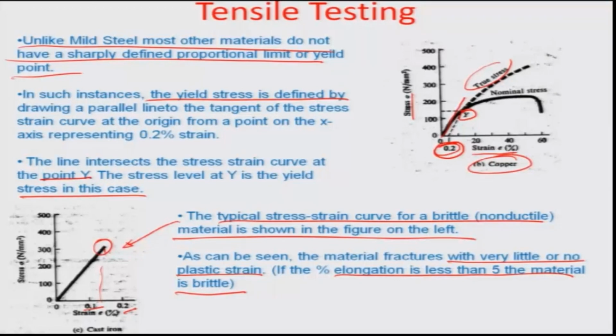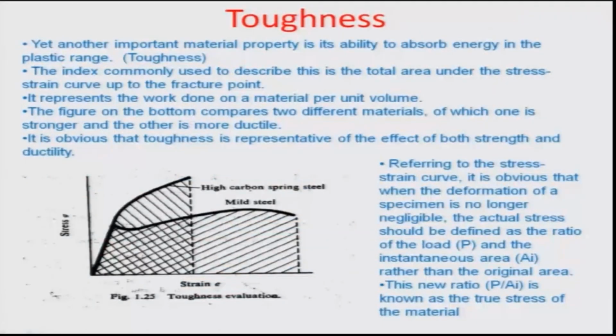The other property which is important is toughness, and toughness can be described as the area under the stress strain curve, as you can see here with these hashes. Both these materials, for example the mild steel and high carbon steel, may have similar area under the curve, although their behavior is quite different, so they are considered to be equal toughness materials. The index commonly used to describe toughness, as I told, is the area under the stress strain curve.